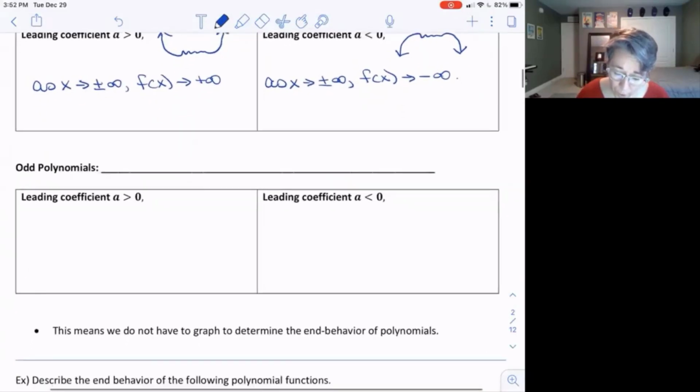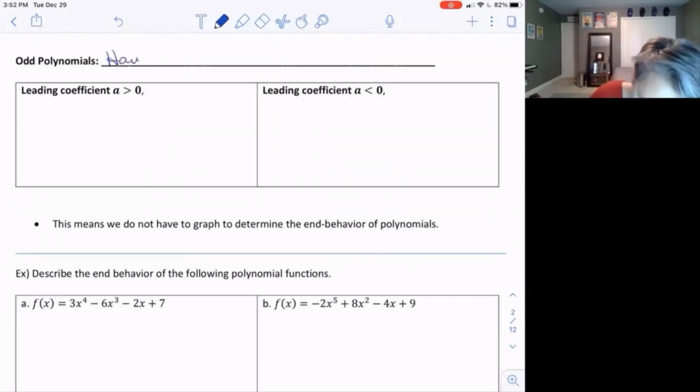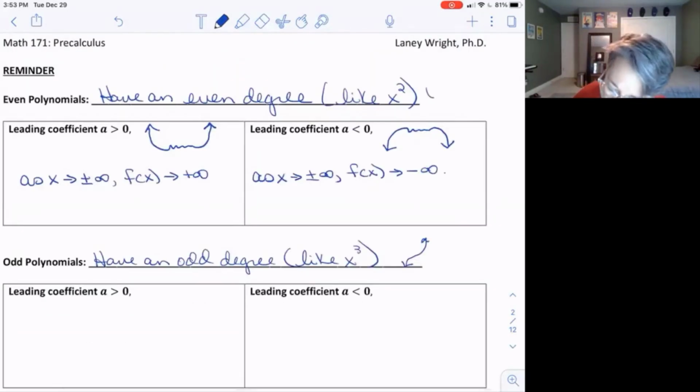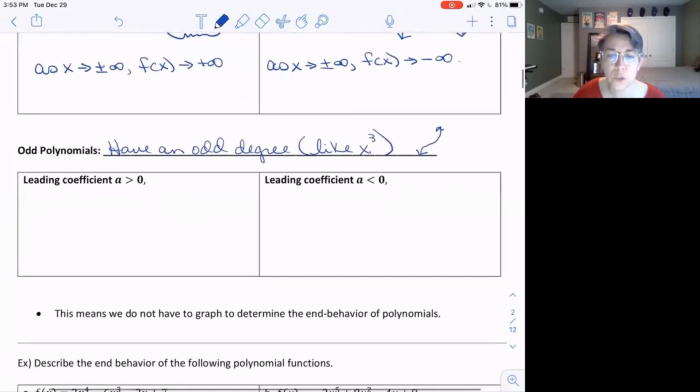Likewise, for an odd polynomial, these have an odd degree, like x cubed. And remember, our cubes look like this. That's why it's nice to know kind of what parent functions look like, right? X squared is a parabola. X cubed has that nice little swirly-do.